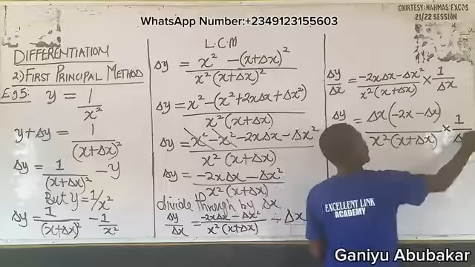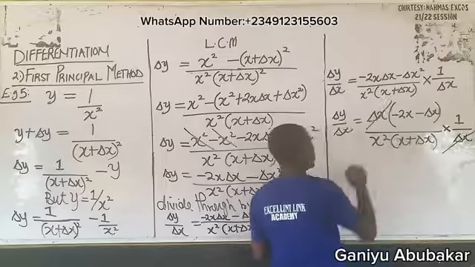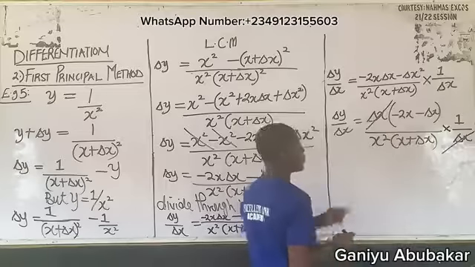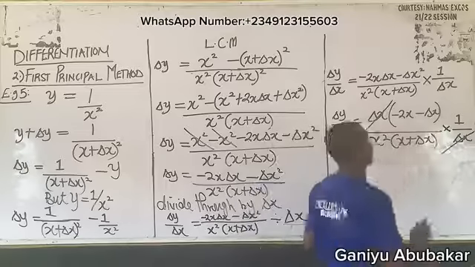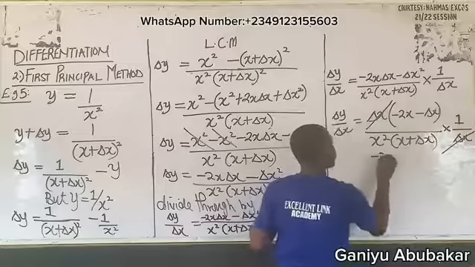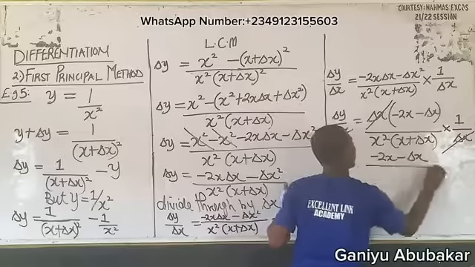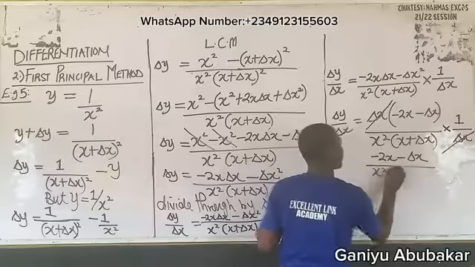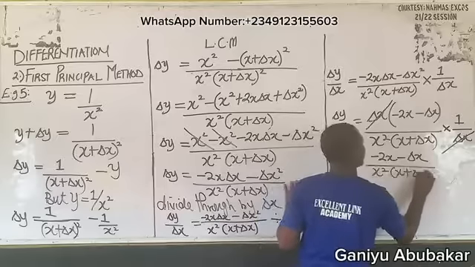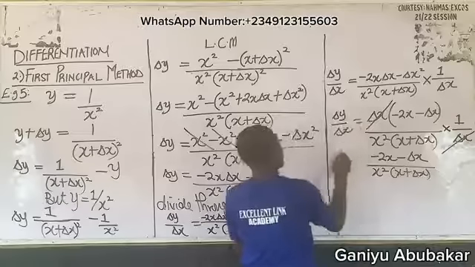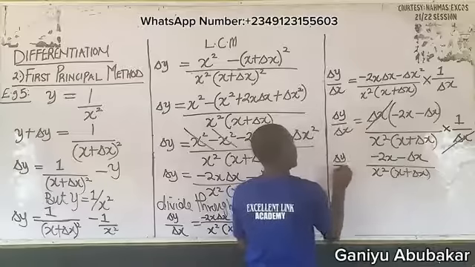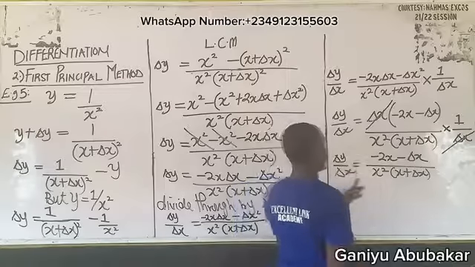What next here? This can cancel this. What am I having left? This times this itself. I have minus 2x minus change in x all over what there? x squared into x plus change in x. So this one becomes change in y over change in x equal to this.